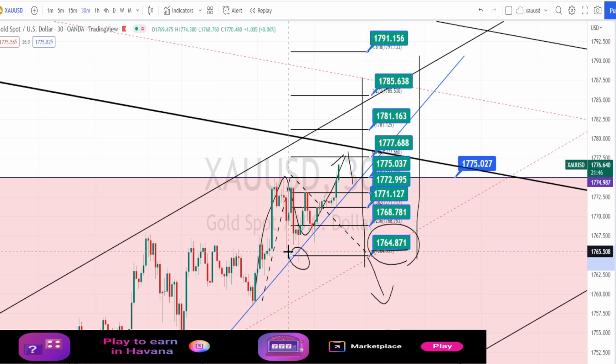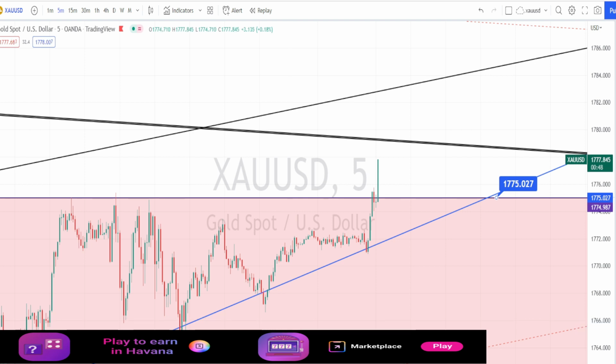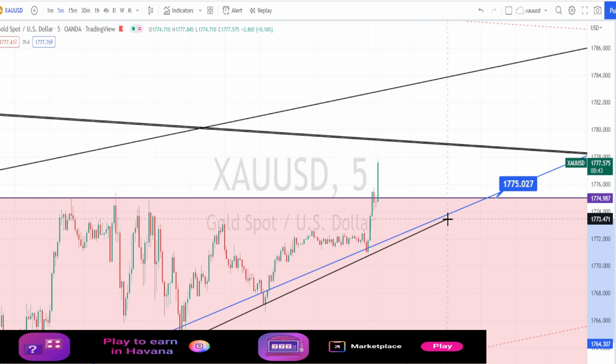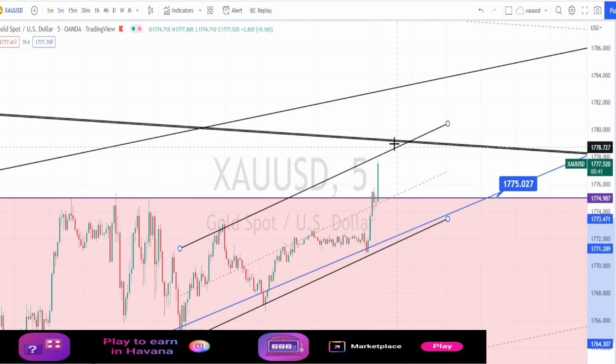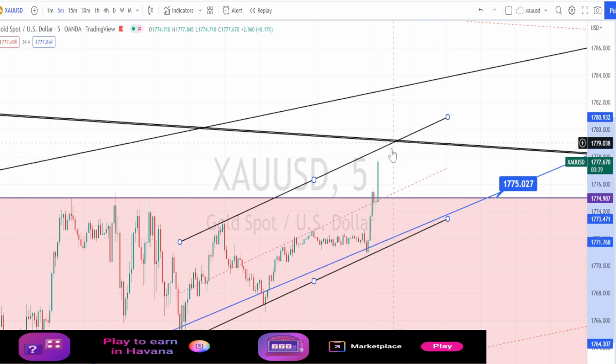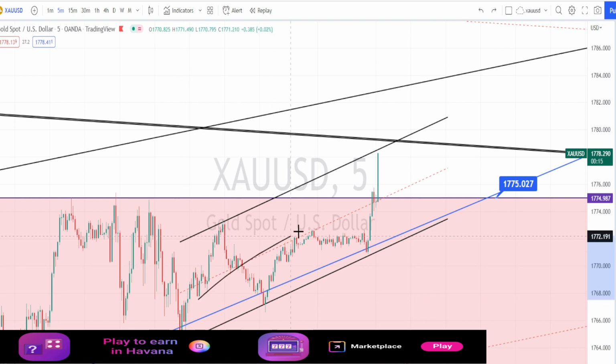Let us do the analysis in 5 minutes time frame. I'm in 5 minutes time frame now. When we look at the price action in 5 minutes time frame, I'm again drawing a channel pattern for 5 minutes time frame. So based on this channel pattern, we can clearly notice that the current trend of the price action is in a very strong bullish trend and it is trading within a bullish channel pattern.